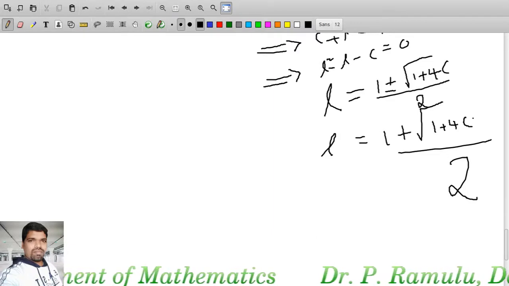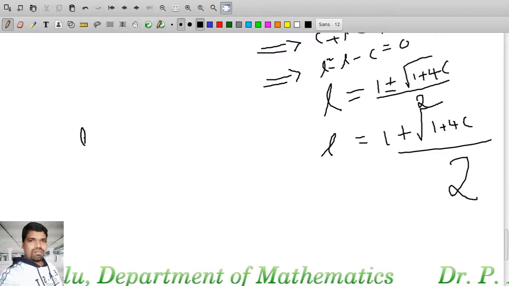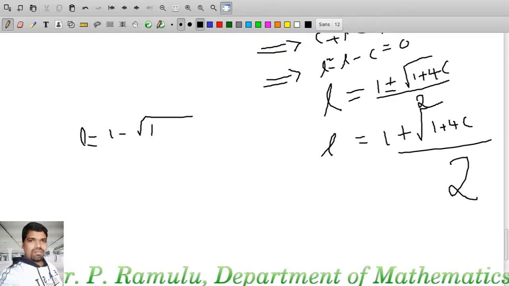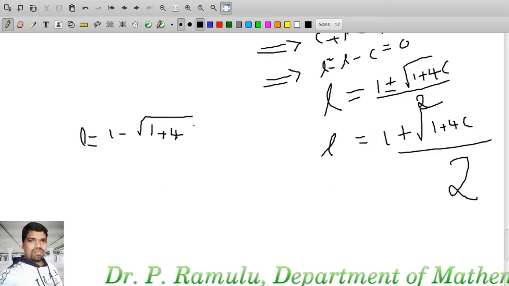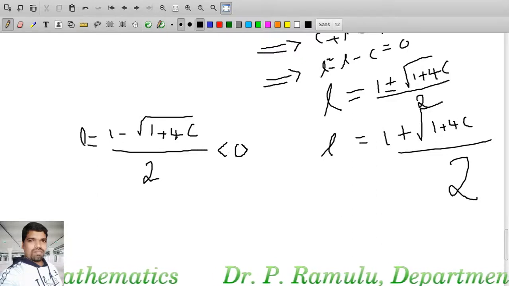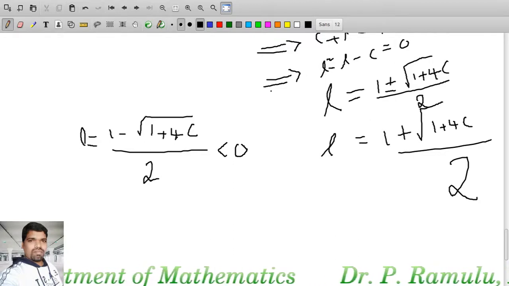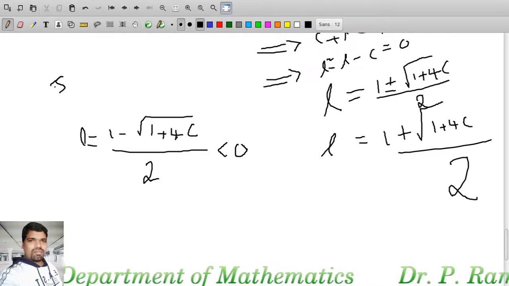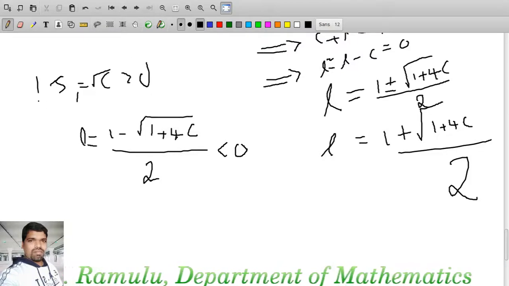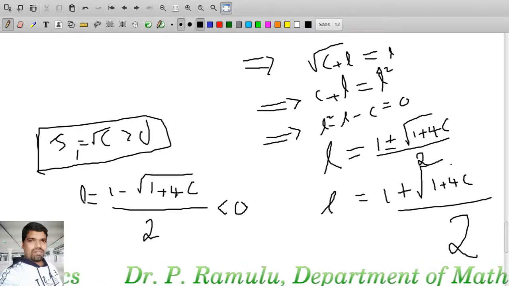Why am I not taking the minus sign? Because if I take C equal to 1, the minus value, 1 minus root of 1 plus 4C, is negative for some values. If C is equal to 1, then 1 minus root 5 over 2 is negative. That's why, since my S1 equal to root C is positive and all terms are positive, they cannot converge to a negative limit. That's why my limit is this only. Therefore, the given sequence converges to L equal to 1 plus root of 1 plus 4C, divided by 2.